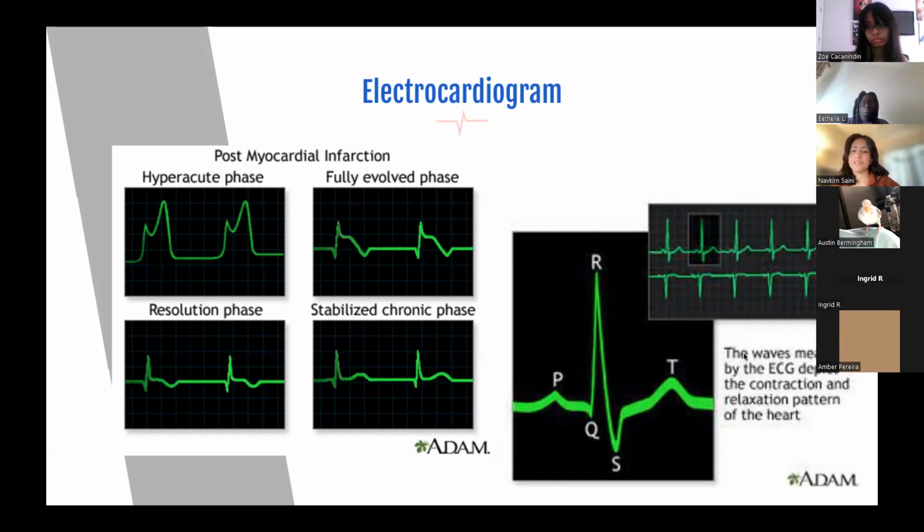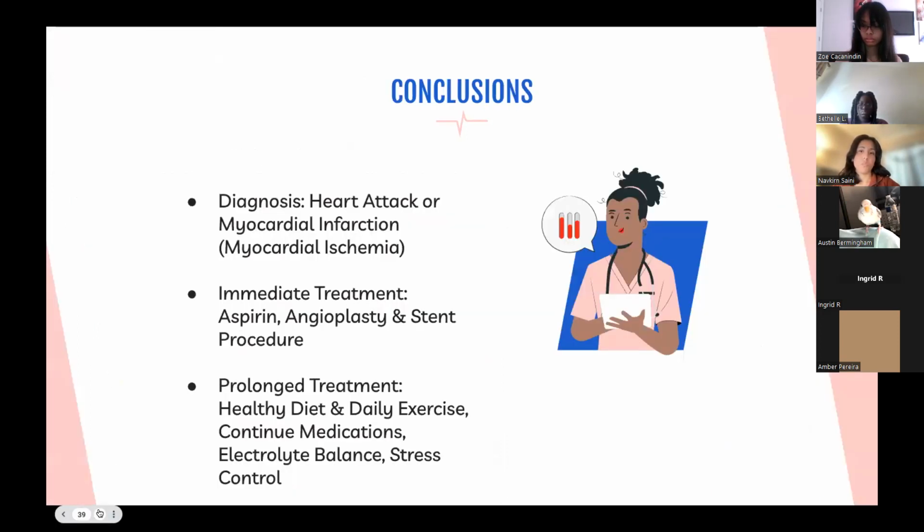Yeah, and then when we're looking at the EKG, we can see here that there are different waves. So there's the P wave, Q, R, S, and T. Each of these relates to the contraction and relaxation patterns of the heart. All right, so I kind of spoiled it in the beginning, but the patient did have a heart attack, or myocardial infarction.